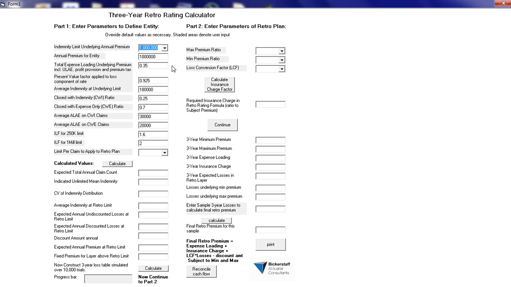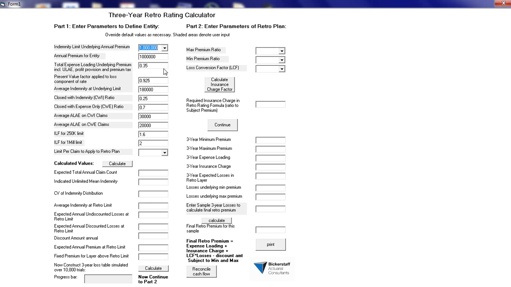This provision would include your general administrative expenses, your commission, brokerage. It would include your unallocated loss adjustment expense, ULAE, a provision for profit and contingencies, and premium tax. Now, some retro plans treat premium tax outside of all of this as a final multiplier. I'm assuming in this particular model that premium taxes are appropriately considered in the expense loading. So if we got a 35% expense factor, that would mean that the expected loss ratio is 65%.